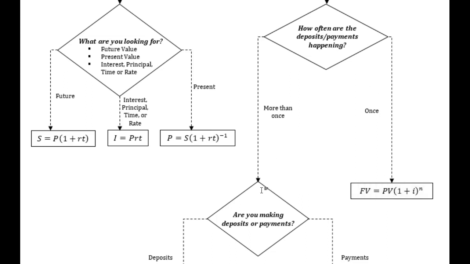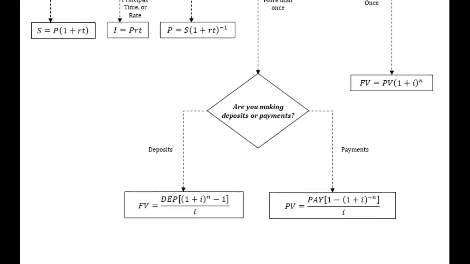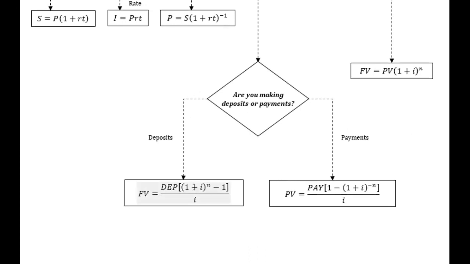If it's more than once, then really we are looking at annuities. So that's the annuity side of it, a little bit different in terms of the formula that we choose. So if you look at deposits, you look at your future value formula. If you look at payments, you're looking at your present value formula. So it kind of breaks it down a little bit.